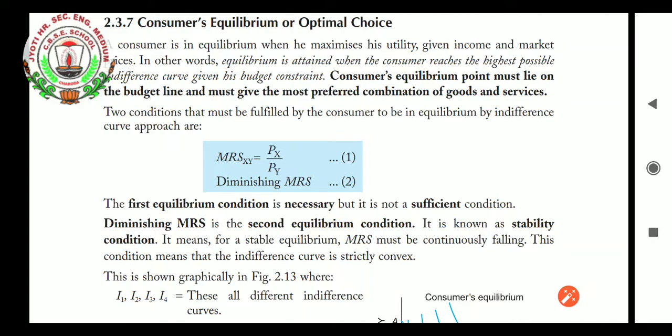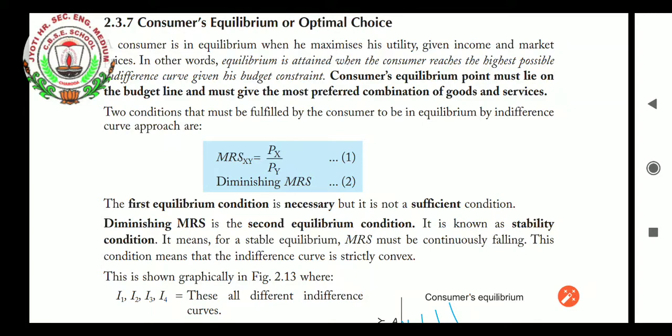That is the satisfaction of the consumer with two goods of the market with the same level of income. It is known as consumer equilibrium, and there we can see a choice is there with the consumer. He can satisfy himself by increasing the purchase of one good and decreasing the purchase of another good. So that is the consumer equilibrium. The point must lie on the budget line and must give the most preferred combination of goods and services.